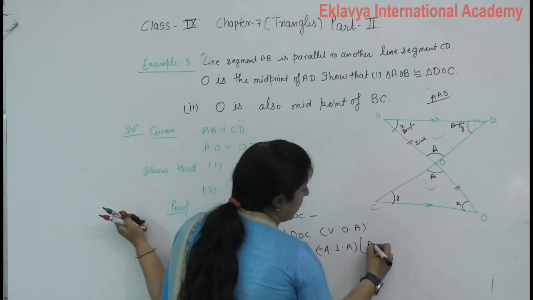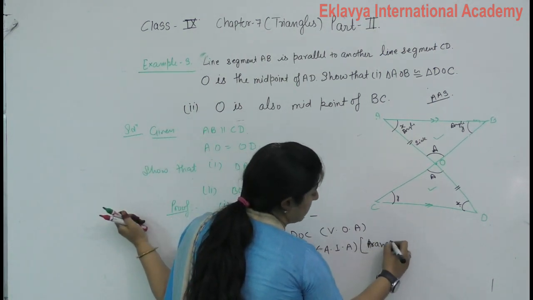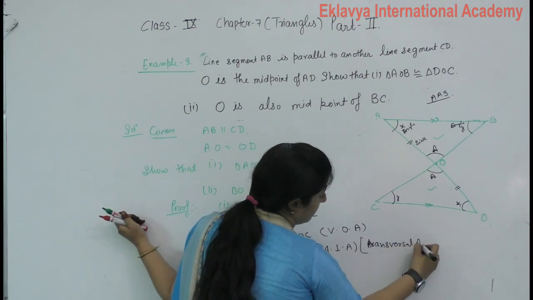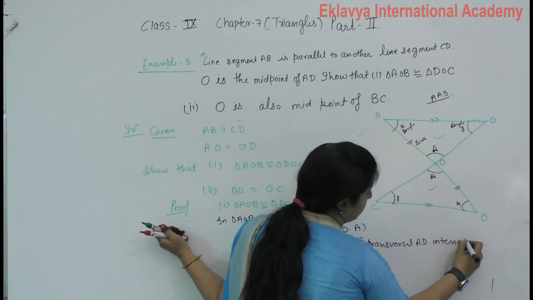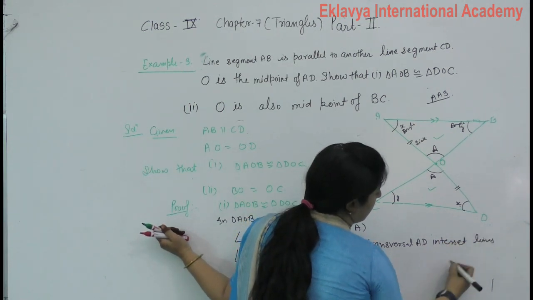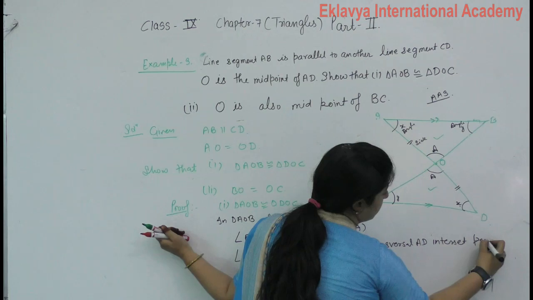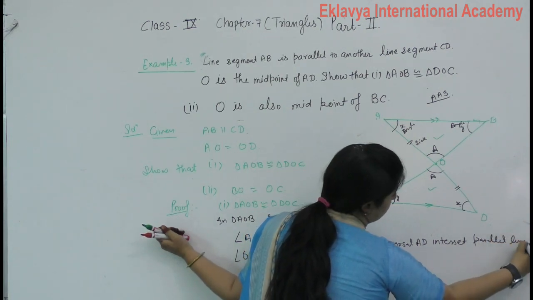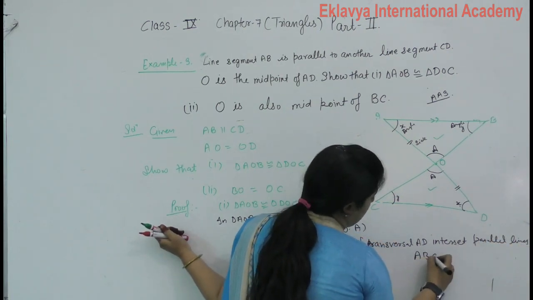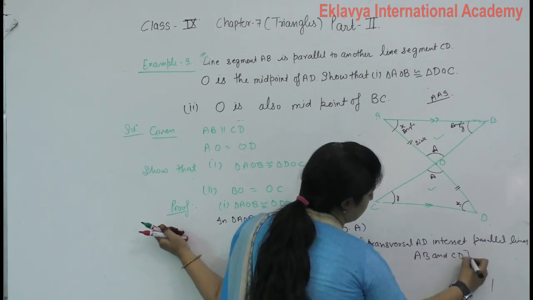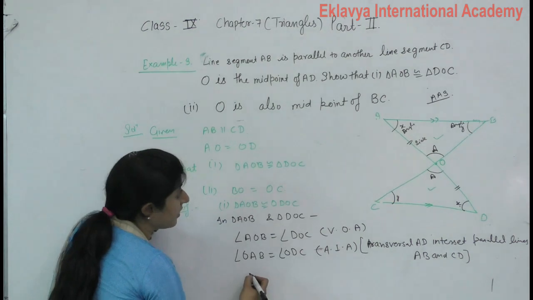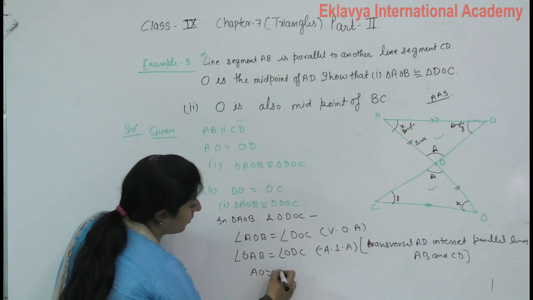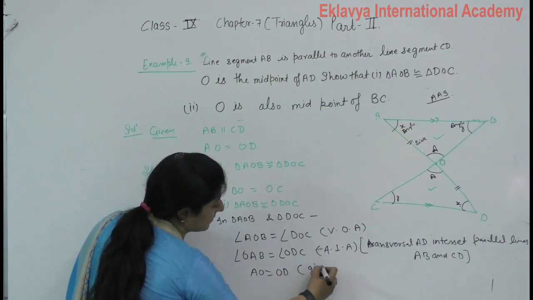Transversal AD intersects the parallel lines AB and CD. Third, AO is equal to OD, reason given.